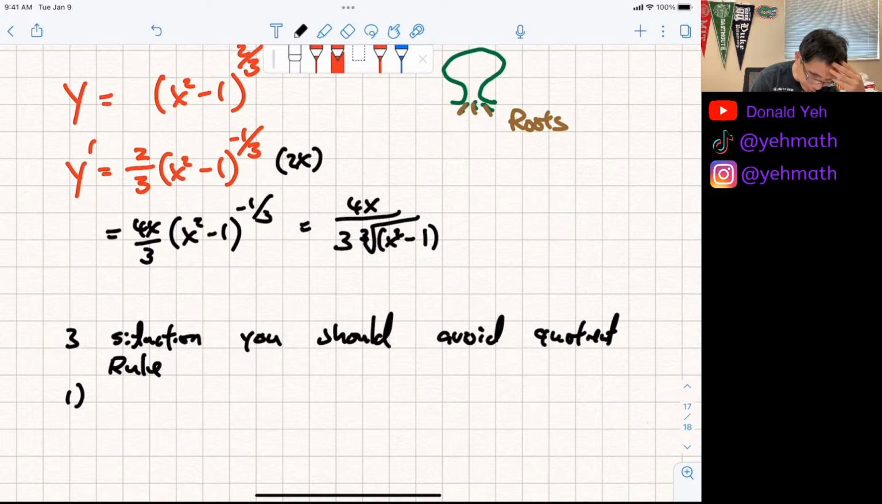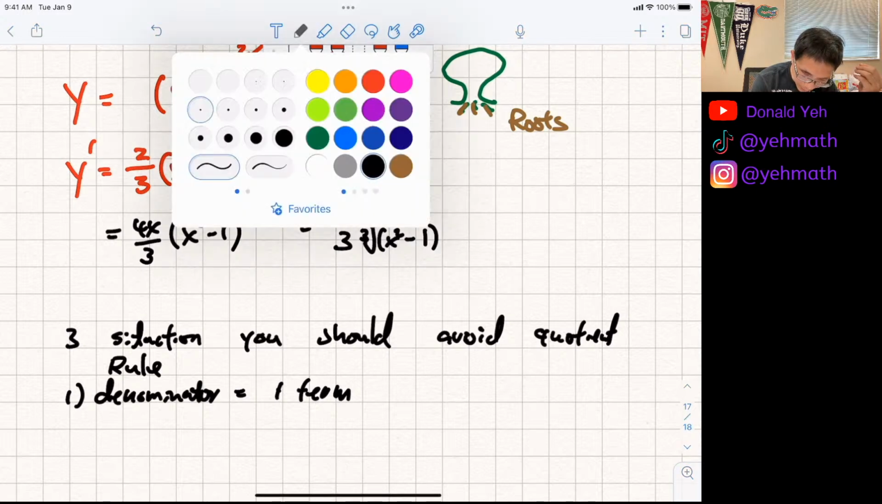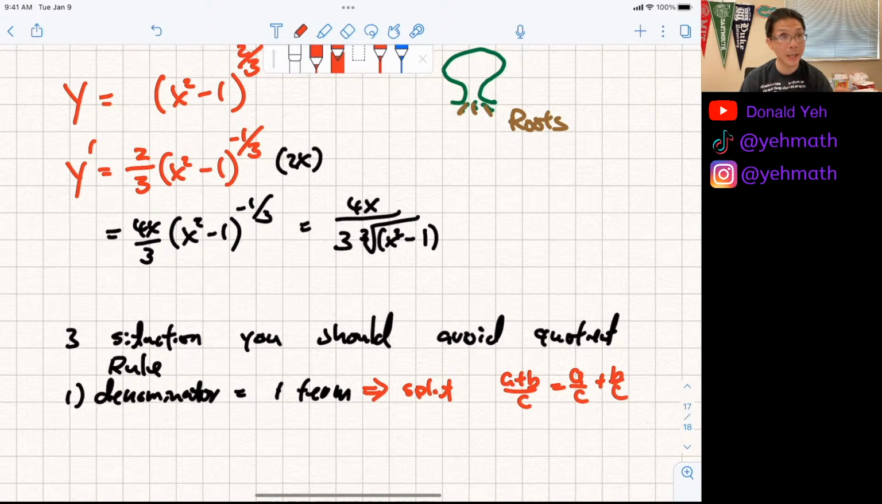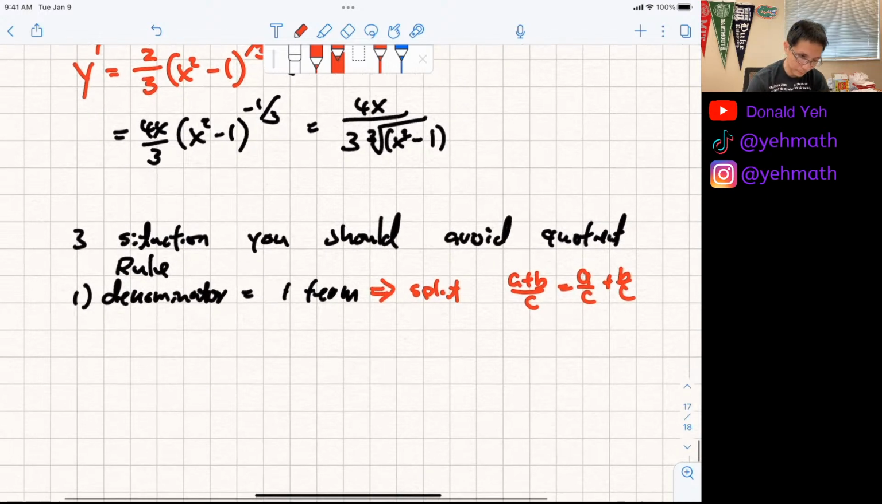When the denominator is equal to 1 term, please use something called split. I call it split. So a plus b over c is equal to a over c plus b over c. You don't understand how crazy this idea is on the SAT. They show up all the time, you just don't know it. They show up on every single SAT. a plus b over c is equal to a over c plus b over c.